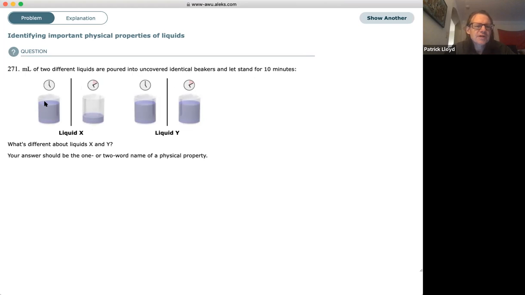Okay. So if you look at it, this one started off with a lot of it. It's uncovered, so the airflow can happen. This one's gone down by quite a bit. This one hasn't gone down at all. So this one is evaporating much more rapidly than the liquid Y is. So X evaporates more. So evaporation, that's the issue of vapor pressure again. So this one has a higher vapor pressure. This one has a lower vapor pressure.